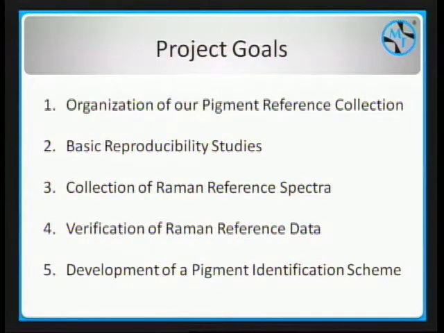So what we did in this year-long project was organize our pigment reference collection to include a lot more metadata and a lot more supporting data about the pigments. We did some basic reproducibility studies just to look at pigment heterogeneity, things like this. Look at the effects of laser. We'll get into that just a little bit. Collection of Raman reference spectra. This was probably one of the major focuses of the research. Verification of Raman reference data, and I don't want to use the word authentication because it's not a full authentication, it's a verification. We'll go into that. And then development of a pigment identification scheme. And this is sort of the end product of this work, at least a first draft of the identification scheme.